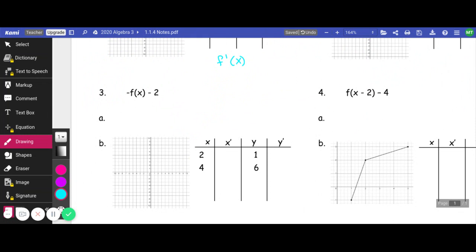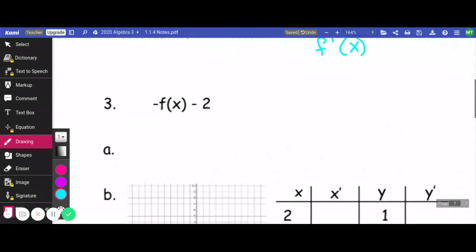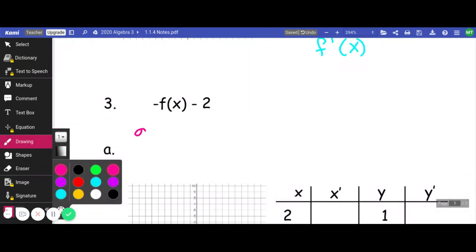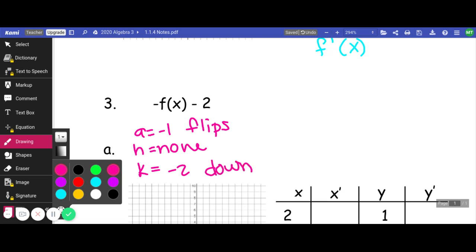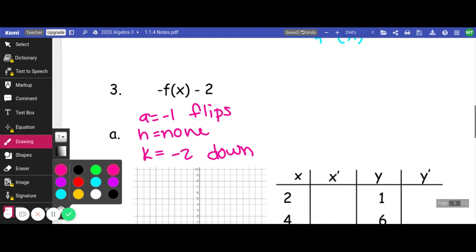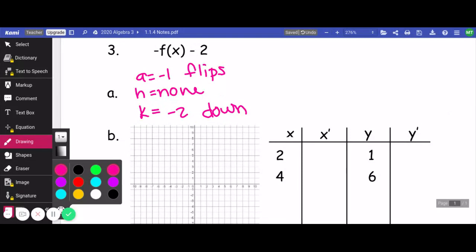Now let's talk about what happens if we have an A, H, and K. Our A is now negative 1, so that means it flips. There is no H. And our K is negative 2, which means it went down. Both of those affect the y, not the x. So in this case, the x stays the same.